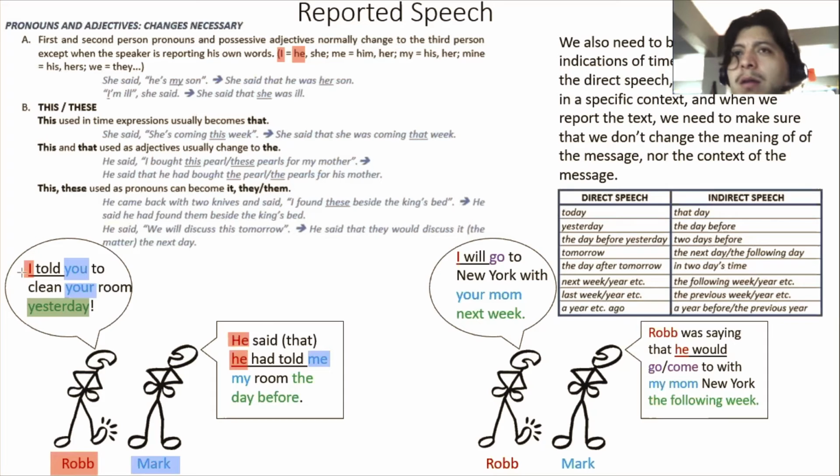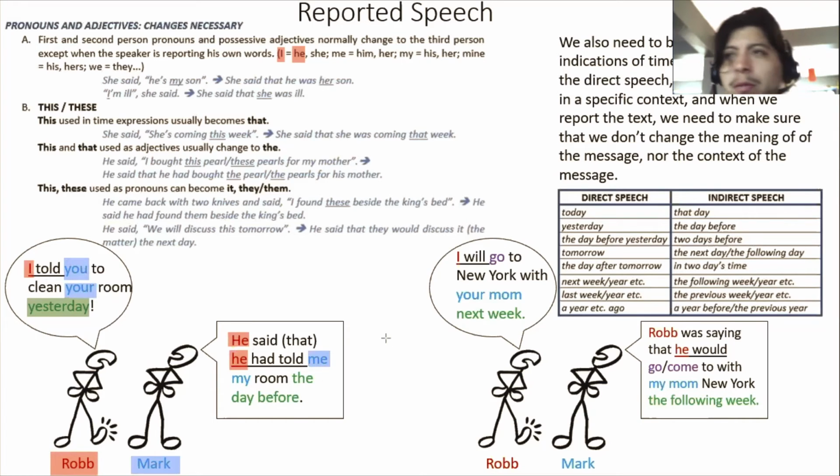Bueno, cuando tienen you, yo te dije, él me dijo, ¿sí? Cuando Rob dice you, se refiere a Mark. Cuando Mark se quiere referir a sí mismo a Mark, no dice you, dice me. Y también Rob dice your room, que limpies tu cuarto, ¿sí? Aquí me falta un pedazo. He told me to clean my room. Aquí faltó este pedazo, to clean my room.